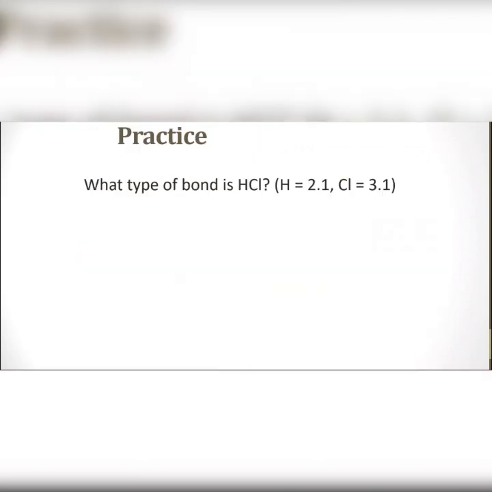Let's do some practice. This is a bond between H and Cl. The electronegativity of hydrogen is 2.1. The electronegativity of chlorine is 3.1. What type of bond is it? How do we know? 3.1 minus 2.1. So what do you get? 1.0. What type of bond is it? You know, 0 to 0.4, nonpolar. 0.5 to 1.9, polar. Let's see.